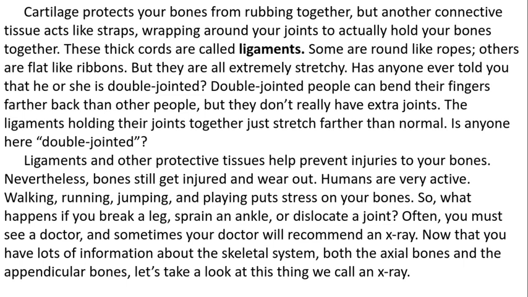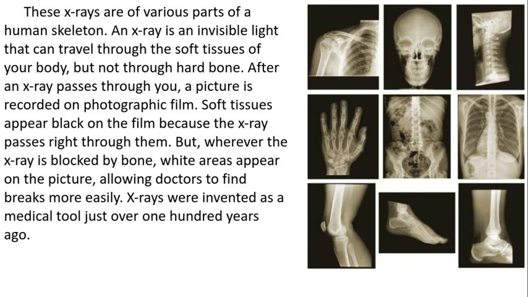Now that you have lots of information about the skeletal system, both the axial bones and the appendicular bones, let's take a look at this thing we call an x-ray. Ooh, look at those x-rays. Those are pretty cool. Have you ever had an x-ray before? These x-rays are of various parts of a human skeleton. An x-ray is an invisible light that can travel through the soft tissue of your body, but not through hard bone.